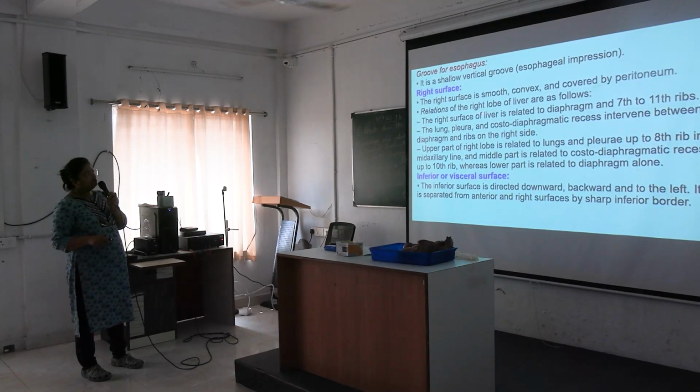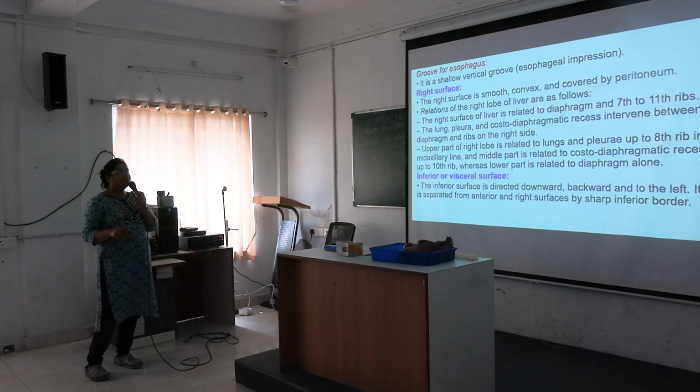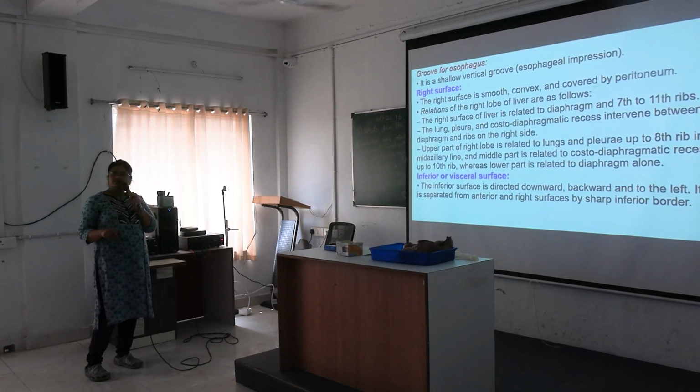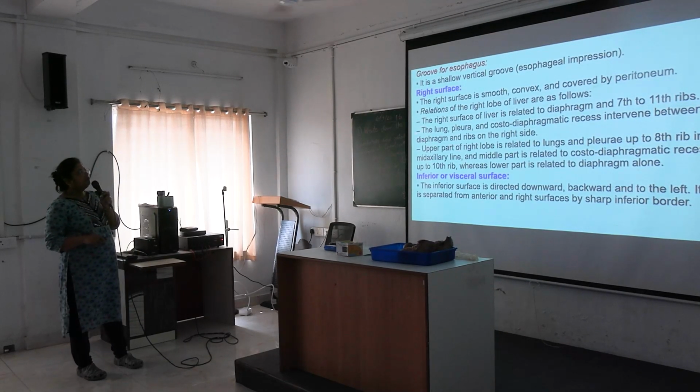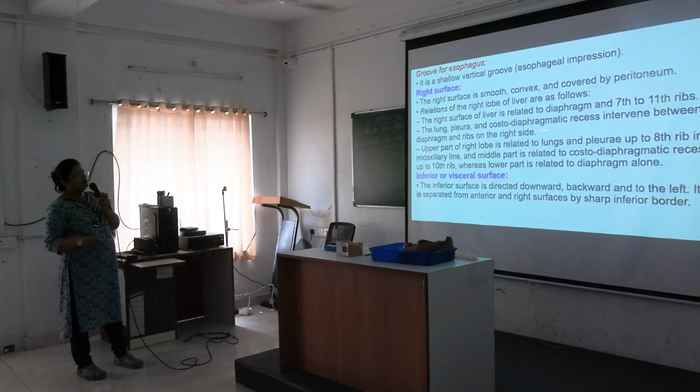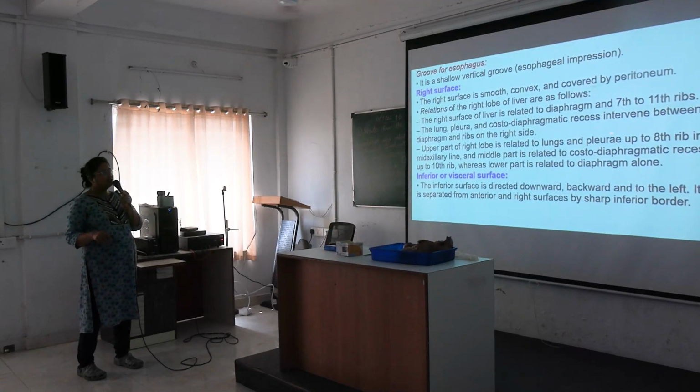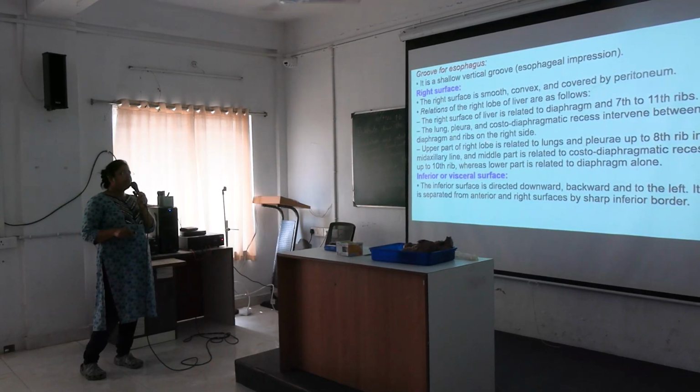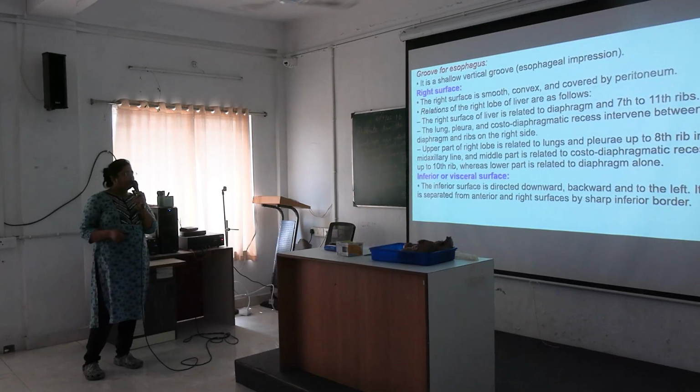These are the relations of the right lobe of liver. Right surface of liver is related to diaphragm and 7th to 11th ribs. The pleura, lung, pleura and costodiaphragmatic recess intervene between the diaphragm and ribs on the right side.